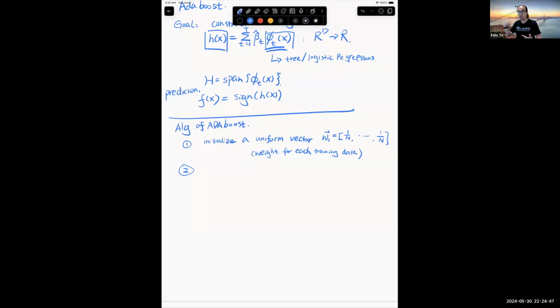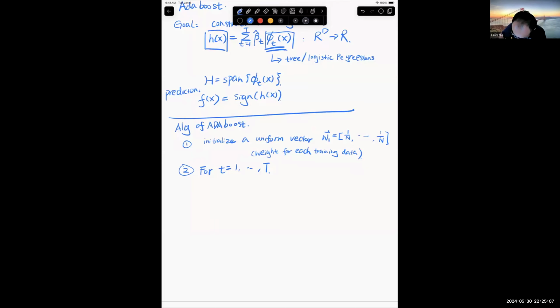Then you're going to do the training process as an iteration process. You are going to iterate t times. You can set the number of t's. You can set it to 10, you can set it to 100, depending on how much cost you can afford.